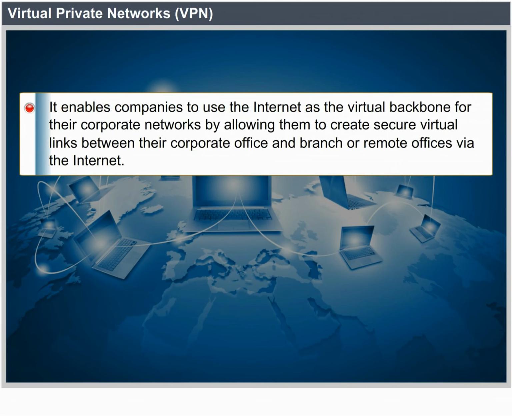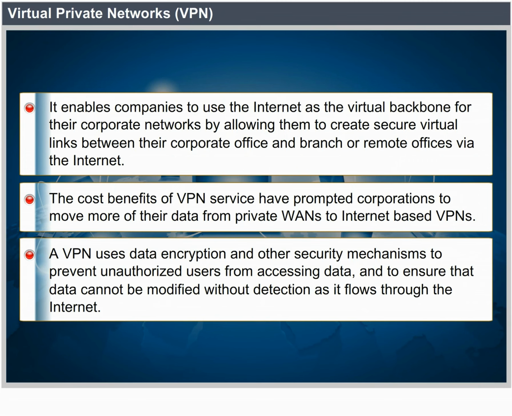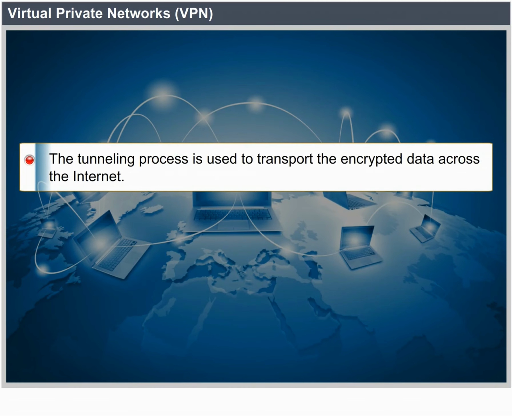The cost benefits of VPN service have prompted corporations to move more of their data from private WANs to Internet-based VPNs. A VPN uses data encryption and other security mechanisms to prevent unauthorized users from accessing data and to ensure that data cannot be modified without detection as it flows through the Internet. It then uses the tunneling process to transport the encrypted data across the Internet. Tunneling is a mechanism for encapsulating one protocol in another protocol.